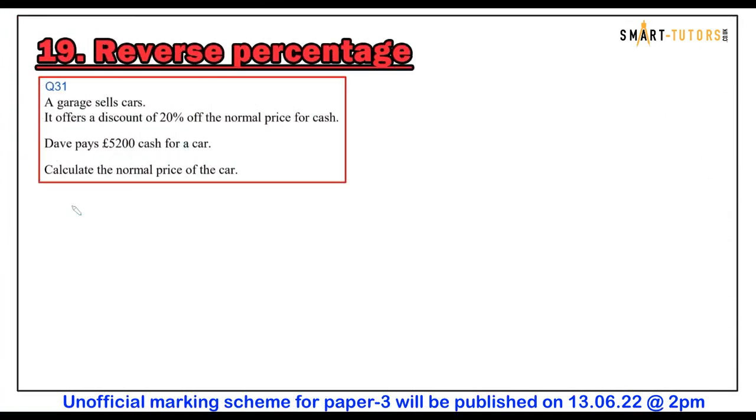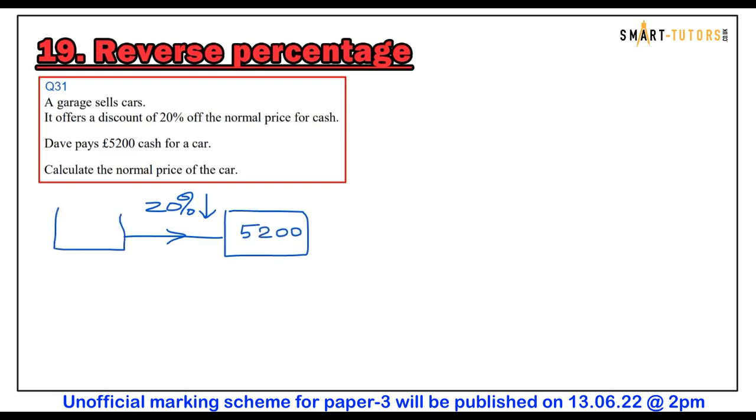Topic 19, reverse percentage. A garage sells cars. It offers a 20% discount. So 20% is the discount, and Dave pays 5,200 for the car, the sale price, and they're asking what would be the original price. So we need to find out the multiplier. 20% down, so 100 take away 20 is 80, divide by 100, 0.8, right?